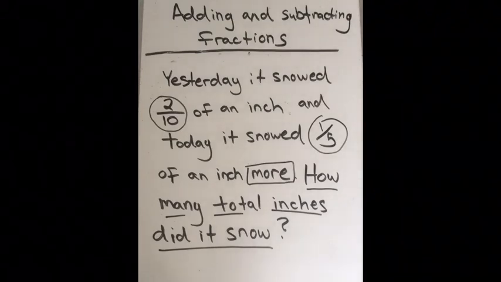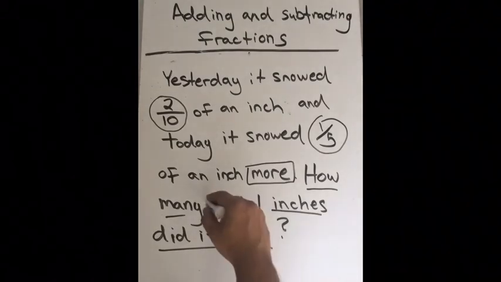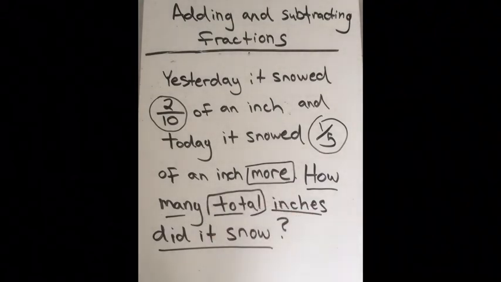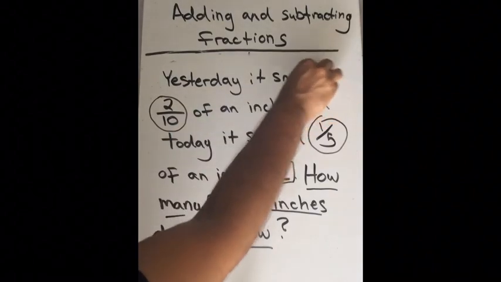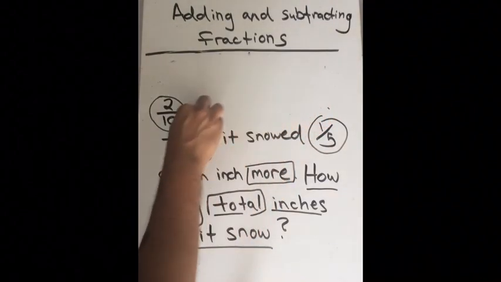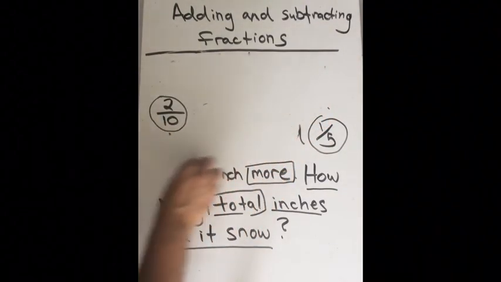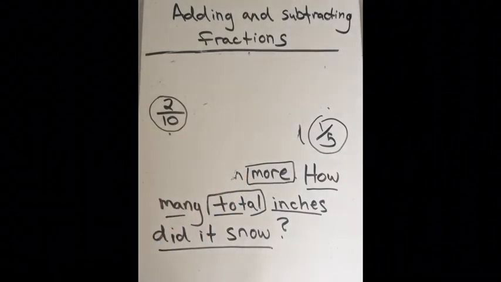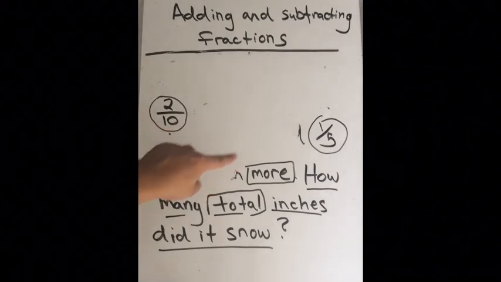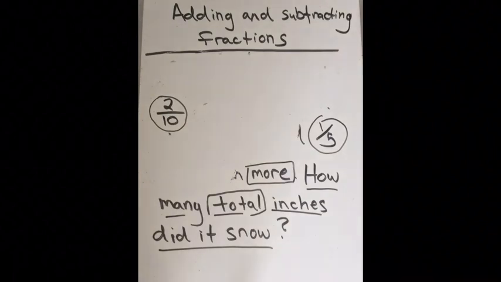It's asking us how many total inches did it snow? How much all together? Let's see. So total, I kind of want to put a box around that. That's kind of a keyword there. So considering what we just figured out, realistically, you can kind of eliminate a lot of this other stuff that seems a bit confusing. We see that we have 2/10 of an inch of snow, and then 1/5 of an inch of snow more. And it's asking us the total.